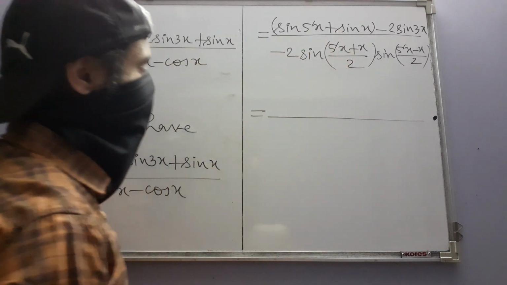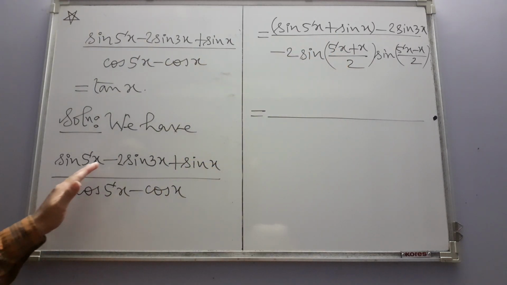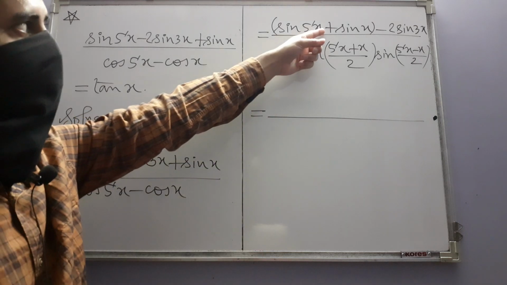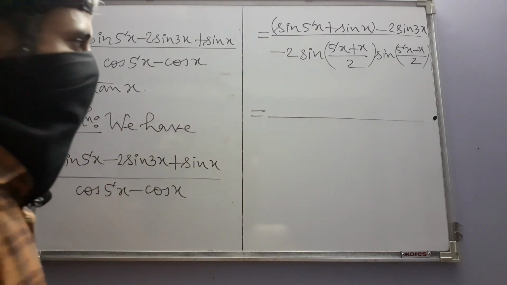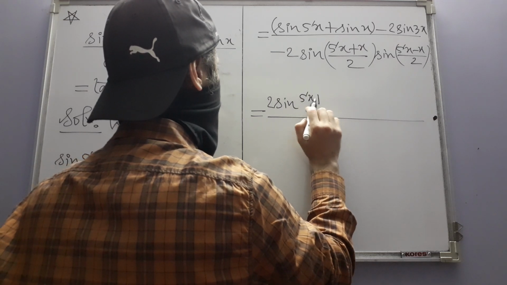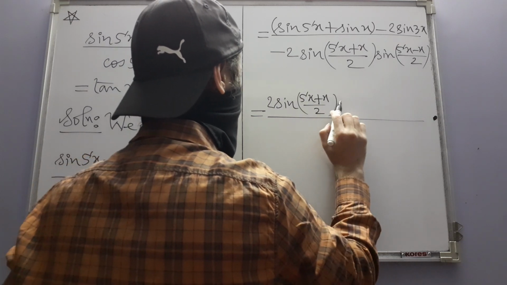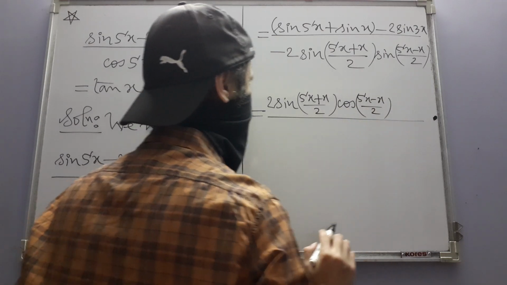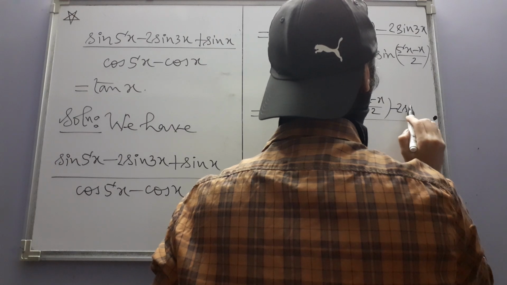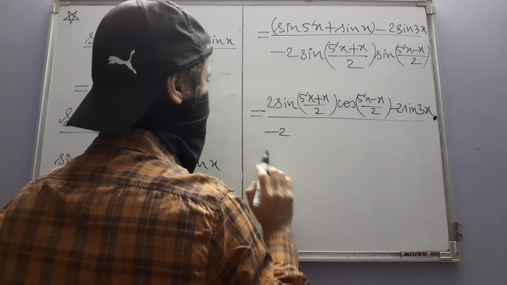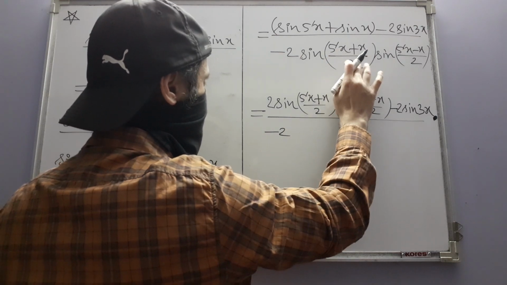Now the numerator, however, is sine. For sine mixed terms will come. And because you have plus, it will be sine cos. 2 sine 5x plus x divided by 2 times cos 5x minus x divided by 2 minus 2 sine 3x. So now you can write what it will ultimately be.